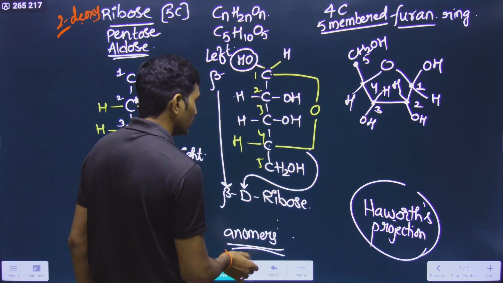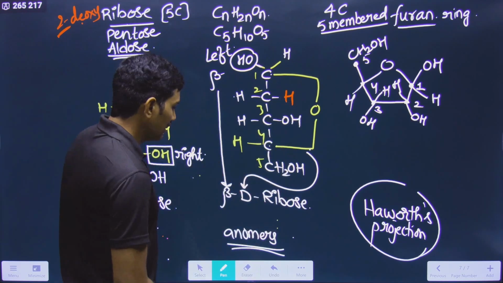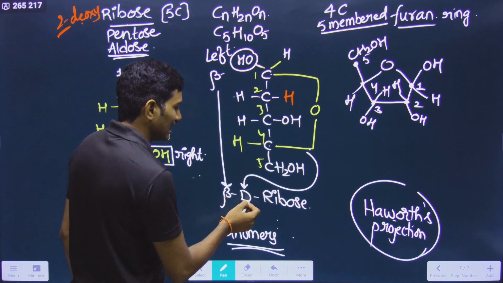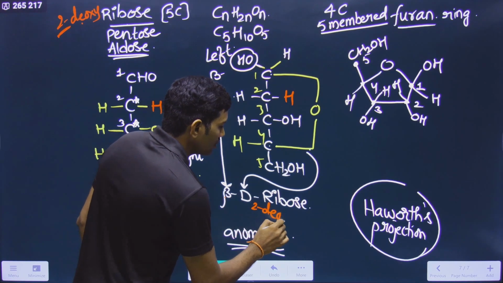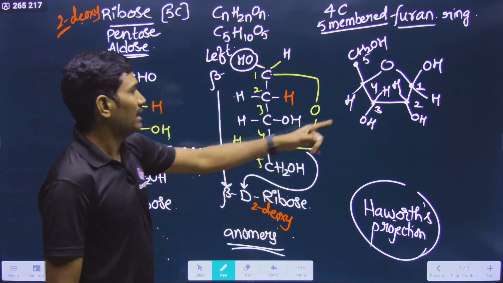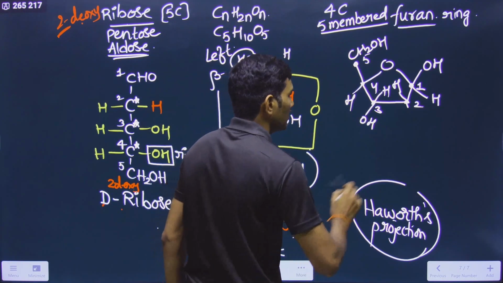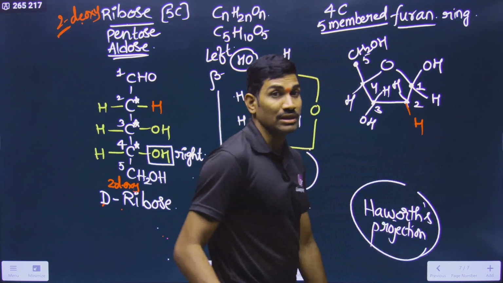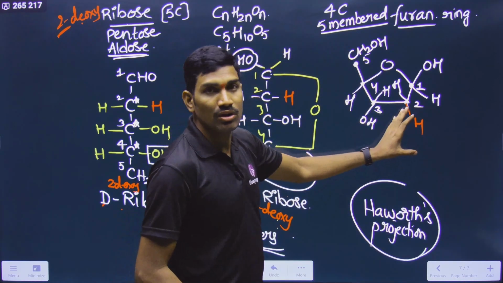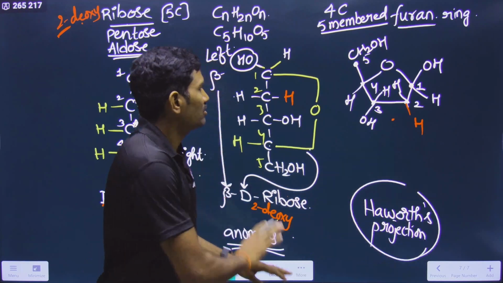And here what we will do? At the second carbon, instead of OH, we are writing H. So what is the name of this one? Beta, capital D, 2-deoxyribose. Over. The remaining structure will remain the same. And please remember, if you don't want to draw hydrogen, don't draw the line at all. Leave it. Still it is correct. This is how you are writing.